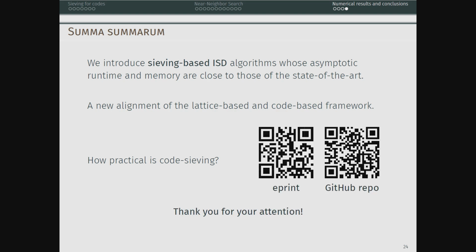For more details, you can consult our ePrint version of the paper or the GitHub repository, in which you have the numerical analysis of the algorithms as well as some experiments on the heuristics. So thank you very much for your attention.